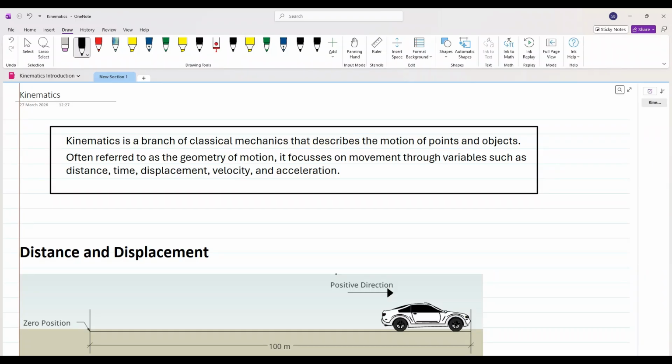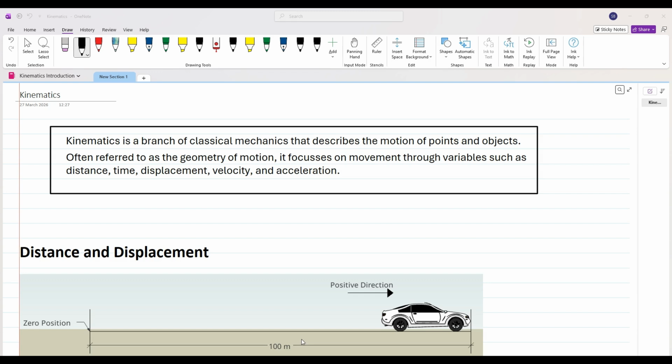Today we will be looking at kinematics. The definition of kinematics is as follows. Kinematics is a branch of classical mechanics that describes the motion of points and objects. Often referred to as the geometry of motion, it focuses on movement through variables such as distance, time, displacement, velocity and acceleration. So let us look at each of these in turn.